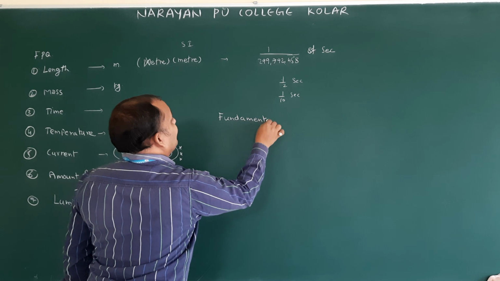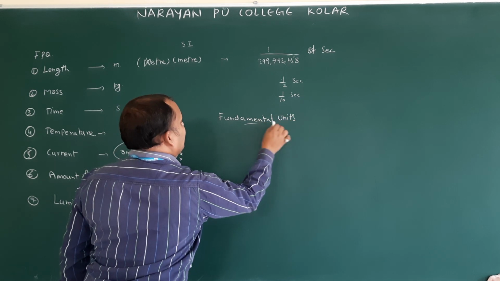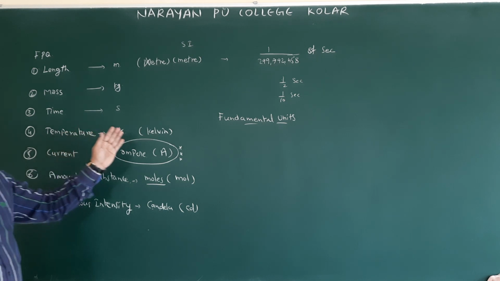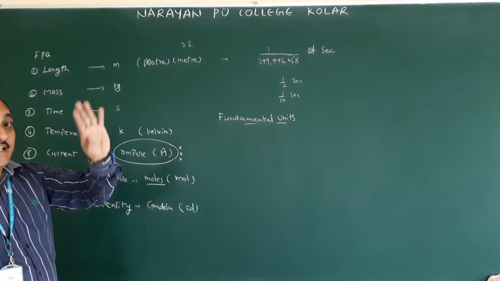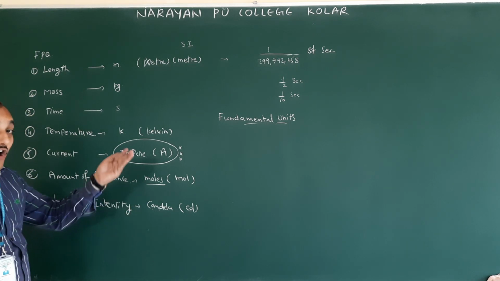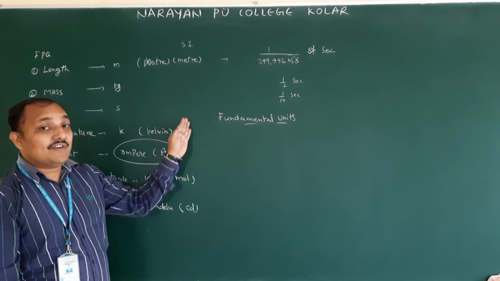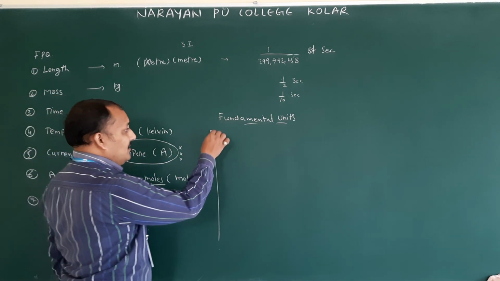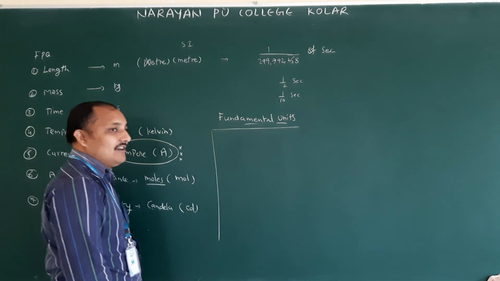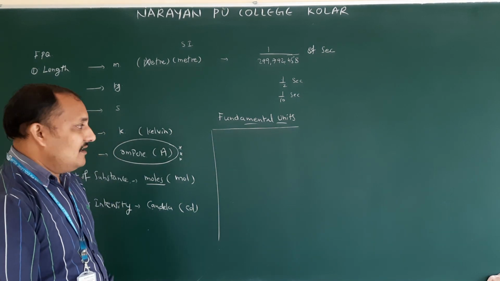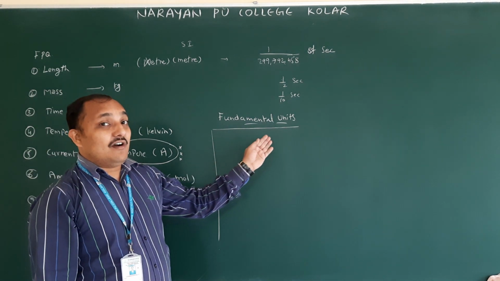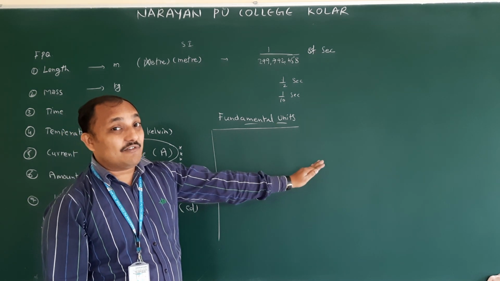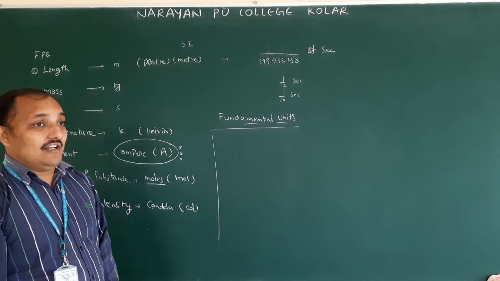Why are we calling them fundamental units? Because these are units of fundamental physical quantities. Now, how many fundamental physical quantities are there? 7 fundamental physical quantities. How many fundamental units are there? 7 fundamental units. Now, in addition to this, I told you, those which do not depend on any other physical quantity are called fundamental physical quantities. The quantities which depend on fundamental physical quantities, we are calling as derived physical quantities.